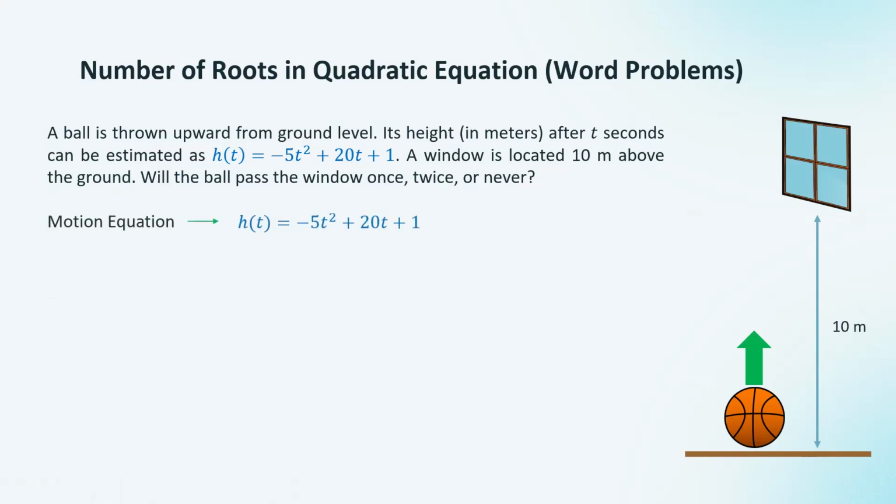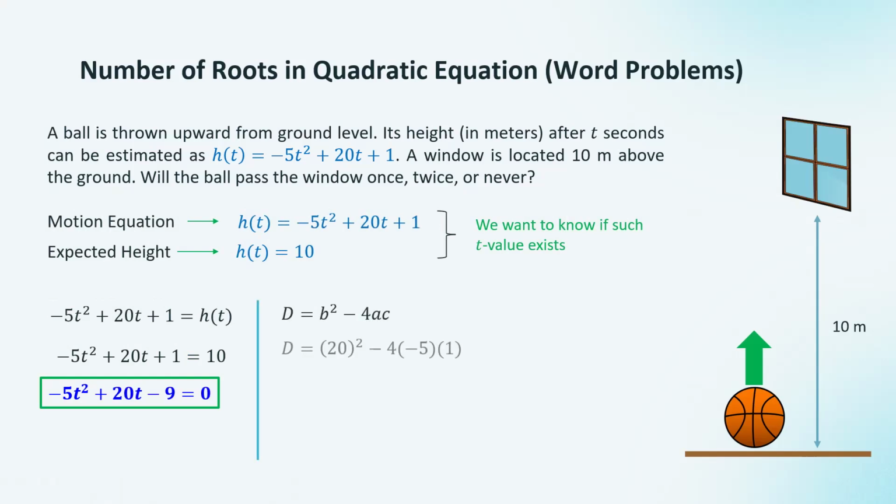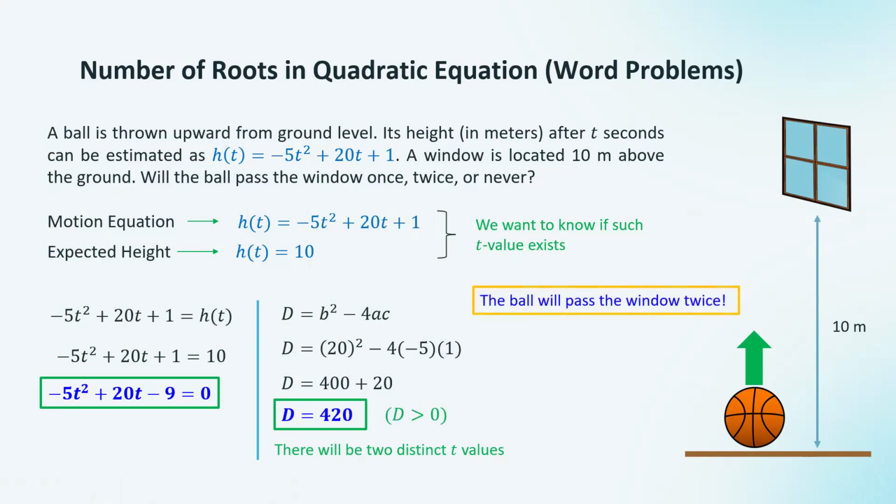So we know that the motion equation is going to be this, and we know that the expected height should be h of t equals 10. And again, we want to know whether such a t value actually exists. We can try to substitute h(t) equals 10, and then we get ourselves a nice quadratic equation. After this, we should try to check the discriminant. And if we check the discriminant, we know that D is actually 420, which means D is a positive number. So there will be two distinct t values. And we know the conclusion, the ball will pass the window twice, because there are two t values when the height of the ball is 10 meters.